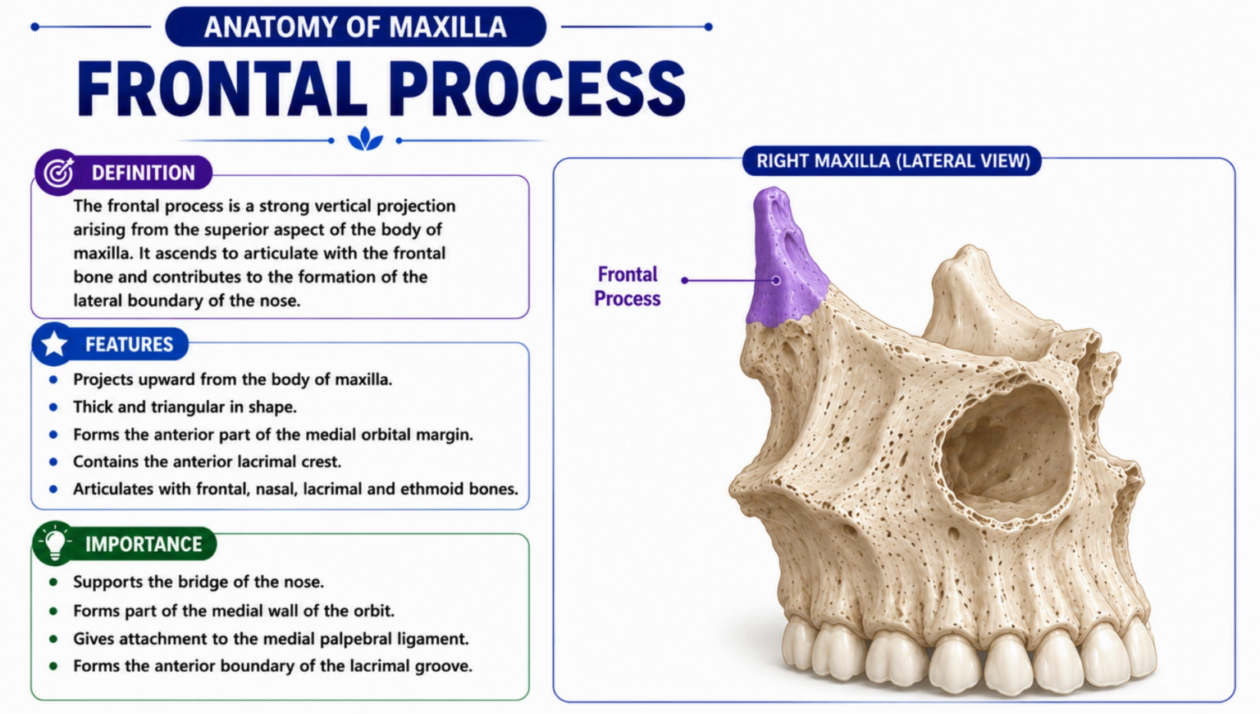It forms the anterior part of the medial orbital margin. Okay, it also contains the anterior lacrimal crest. Okay, it articulates with the frontal, nasal, lacrimal and the ethmoid bone. Its important functions are it supports the bridge of the nose. See the diagram. It also forms the medial wall of the orbit. It gives attachment to the medial palpebral ligament and also forms the anterior boundary of the lacrimal groove.